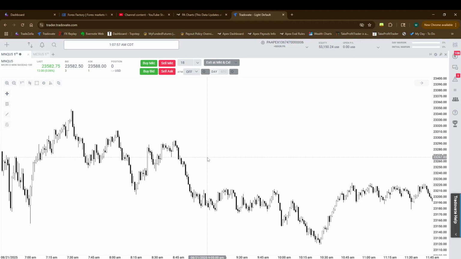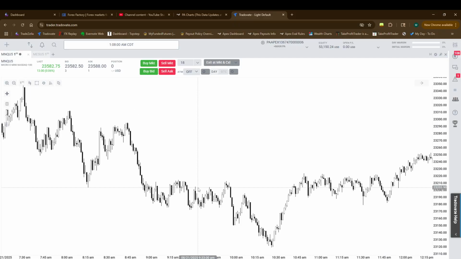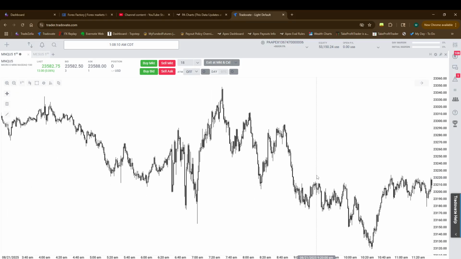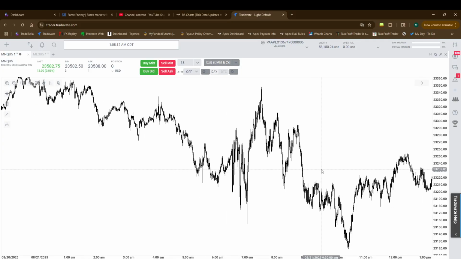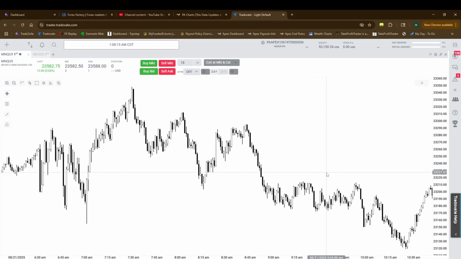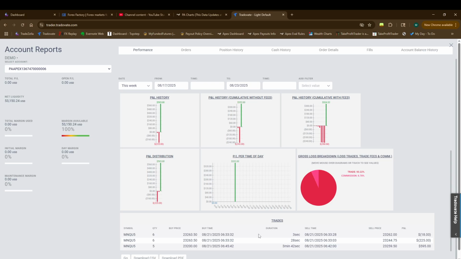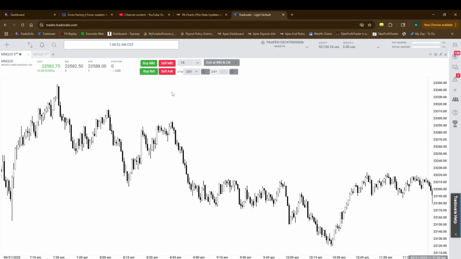I don't even know if it's gonna be on this chart. 9:33. Huh. I don't think it's gonna show up on here. Let's see, what time did I sell this? Sell time 08/21/2025, 6:33. That was my loss, and 6:42. That was my winner. So let's see here. Let's go back over here. I don't think it's gonna come back on here.